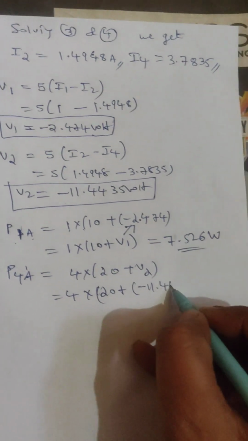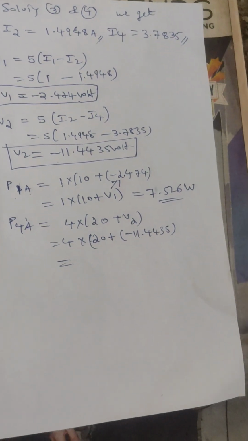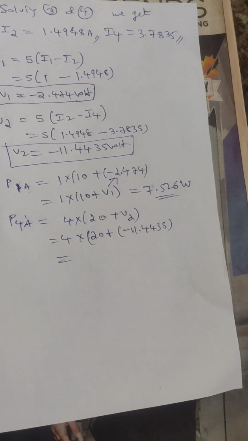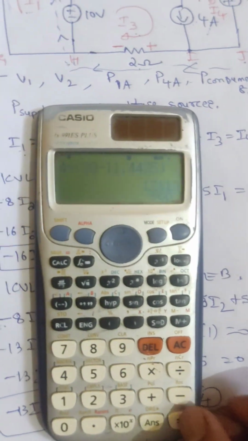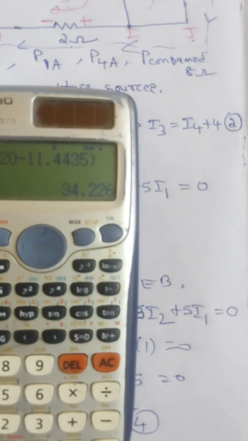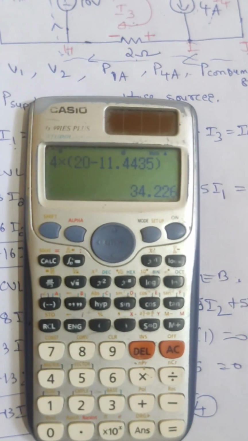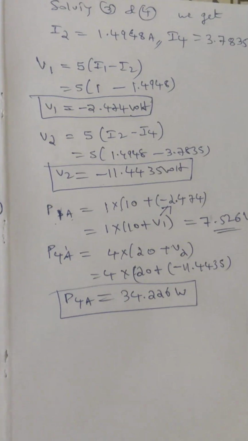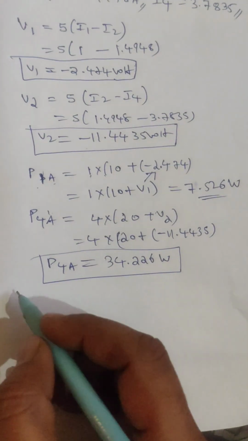Minus 11.4435. So by solving that, we get 4 into 20 minus 11.4435. So by solving, we get an answer of 34.226 watts. So what is the power supplied by this 4 ampere current source? 34.226 watt. So what is the next question?